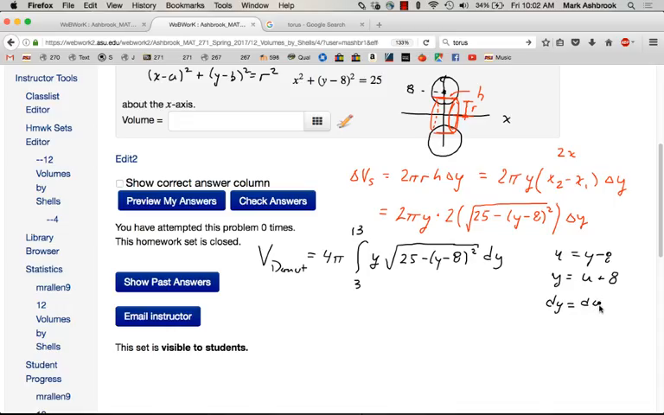So it's a pretty easy switch. There's not much intricacy to the switch. And what do we got? 4 pi. 3 to 13. Not 3 to 13 anymore, right? So y becomes u plus 8, times the square root of 25 minus u squared, du. Now what?